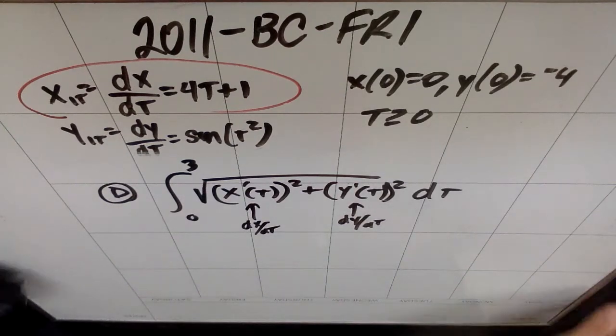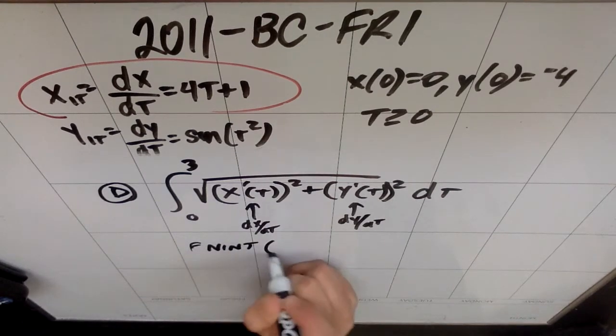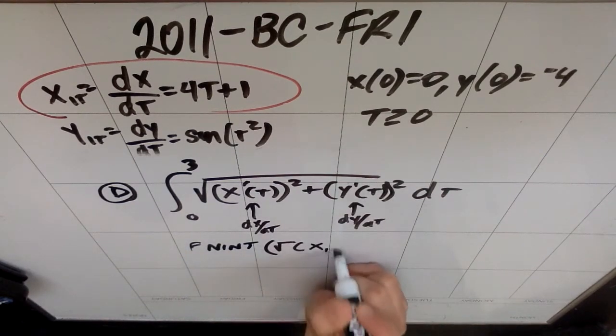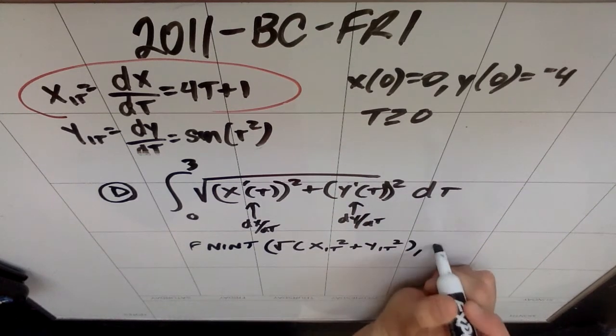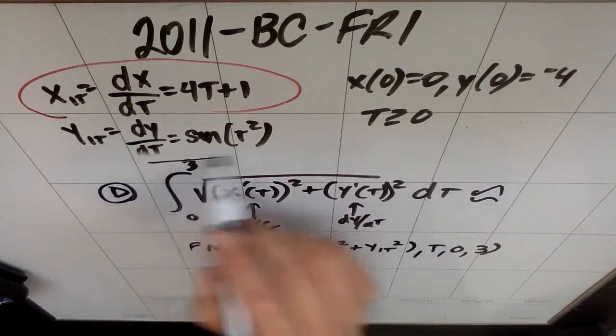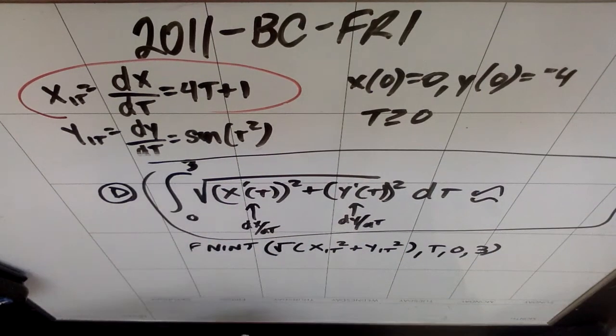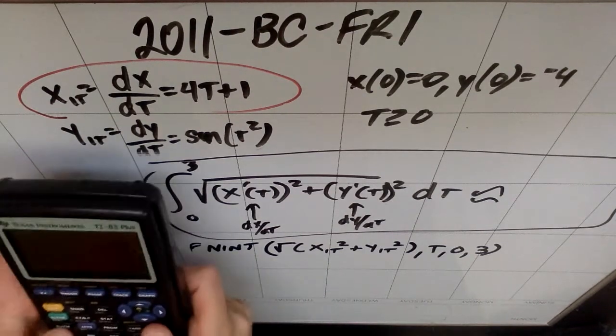So I'm going to type that in my calculator. When I type it in, it's going to be function integrate, which is math 9, square root x1t squared plus y1t squared, close the parenthesis, with respect to t from 0 to 3, right? And again, the AP only wants to see this, right? They don't need to see how you put it in your calculator, but if you're wrong about how you put it in your calculator, it's not going to work well.